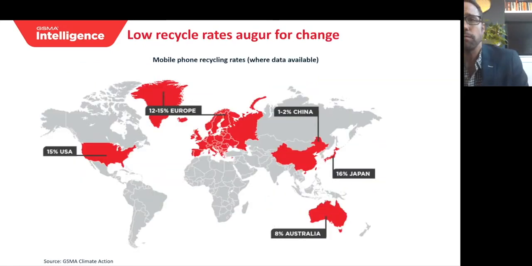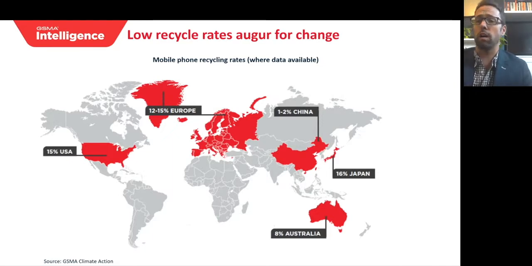last slide. It's interesting to put data on this. And I think this is a glass half full and a glass half empty story at the same time. What we're showing here is data on the share of mobile phones that actually are recycled. And you can see that even in the most high income markets, here, Europe and the US, it's well under 20%.